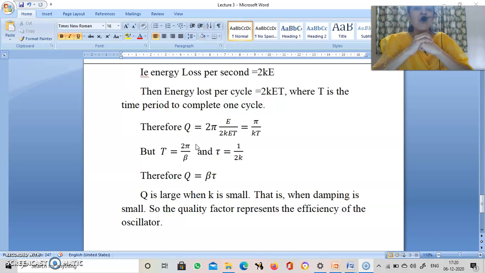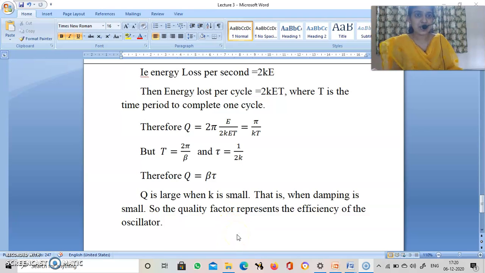So what does it mean? Quality factor is very high means the oscillations of the oscillator die out very slowly. Okay, the rate of loss of energy becomes very slow. The oscillations of the oscillator die out slowly if the damping is small or quality factor is high. So directly it's a factor that is related with the efficiency of the oscillator.